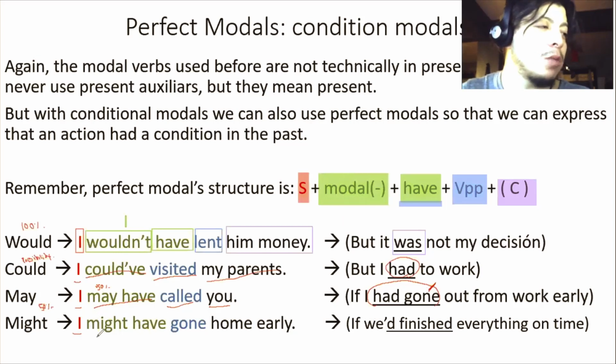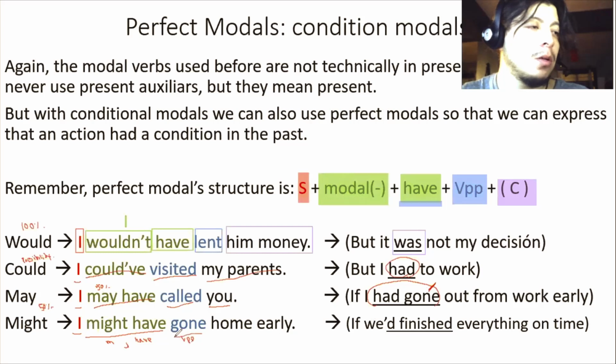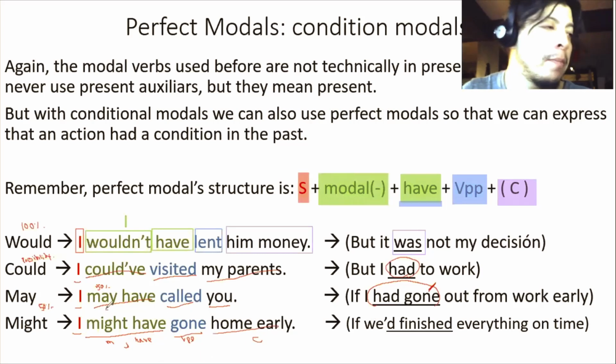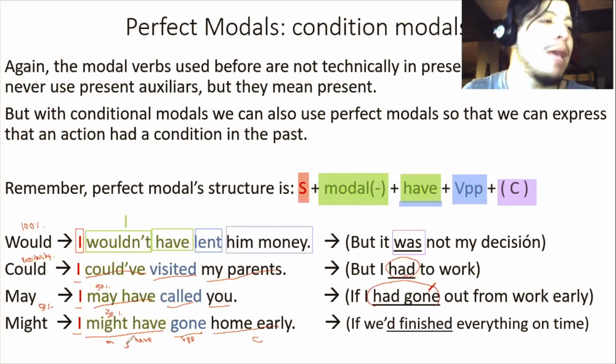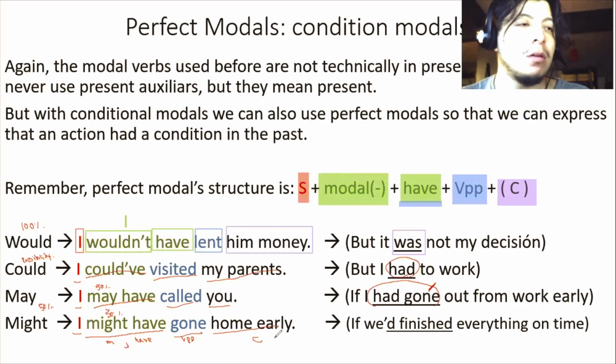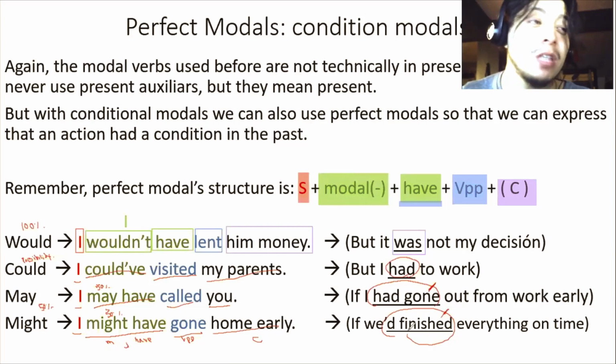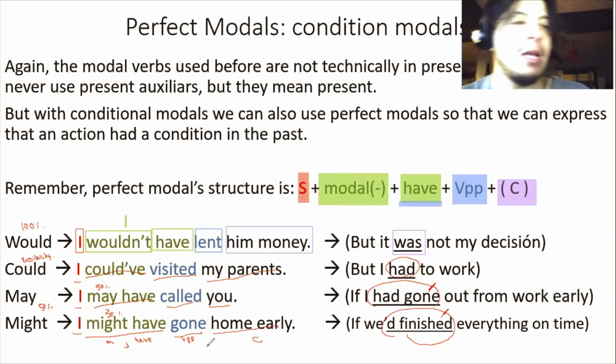I may, subject, modal verb plus have, might have, verb in the past participle, gone, and then your complement, home early. I might have gone home early. Might is probably. I might have gone home early. Yo tal vez habría ido a casa temprano, ¿sí? Pero, if we had finished, si hubiéramos terminado a tiempo. Si hubiéramos terminado a tiempo, tal vez me habría ido a casa temprano.